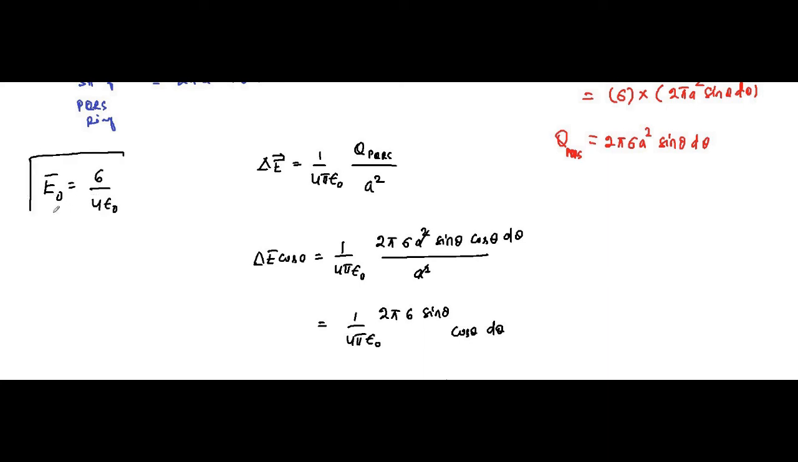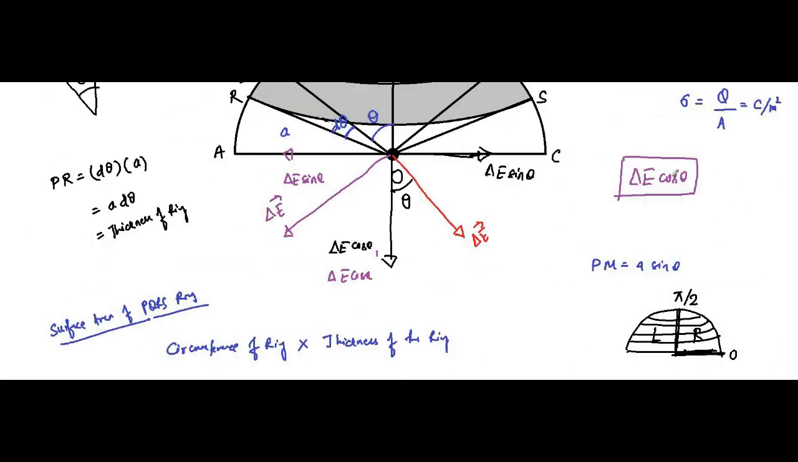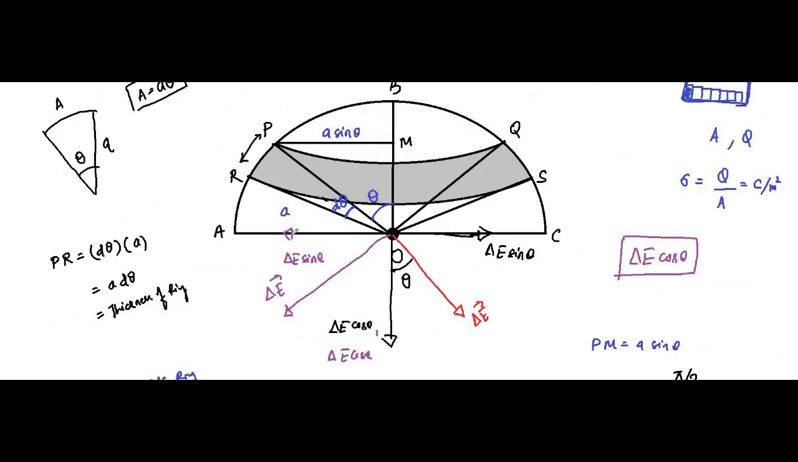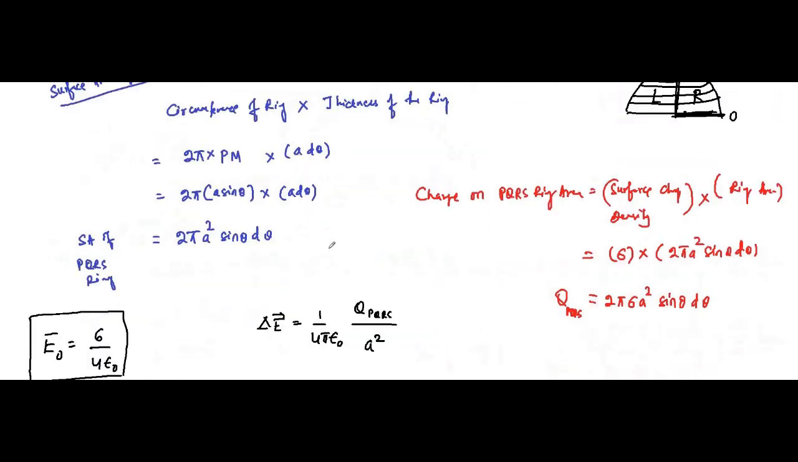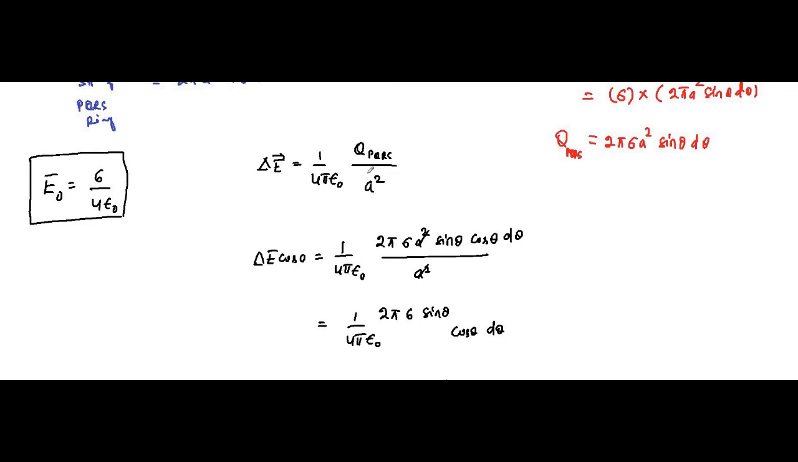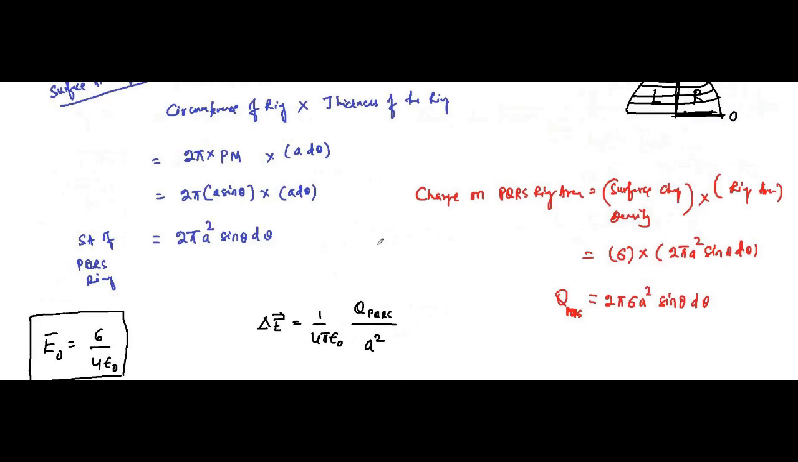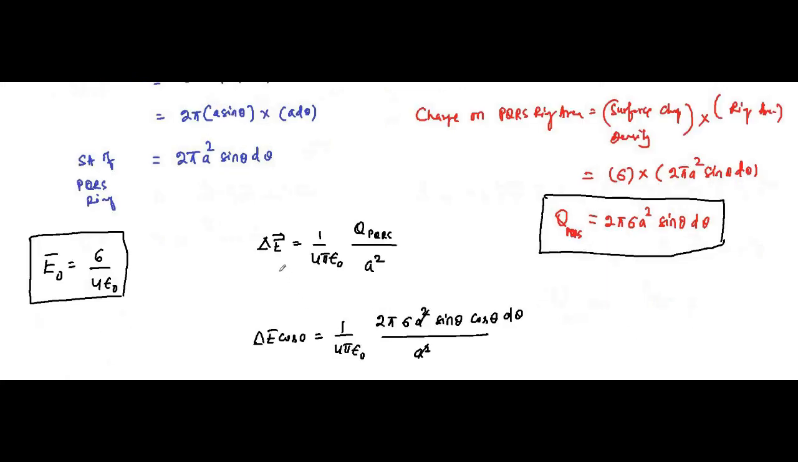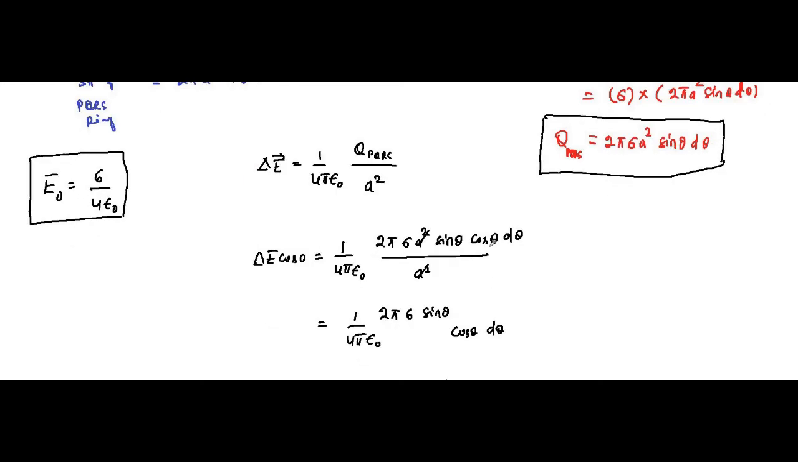Here again I want to clarify. We missed the cos theta component. We have already mentioned that cos theta is the contributing component, and sin theta components are getting cancelled. We got delta E as 1 by 4 pi epsilon 0 times Q of PQRS by A square, and we substituted the value of Q of PQRS, which is 2 pi sigma A square sin theta d theta. But that is delta E. For delta E cos theta we have to add another cos theta here, which we missed.